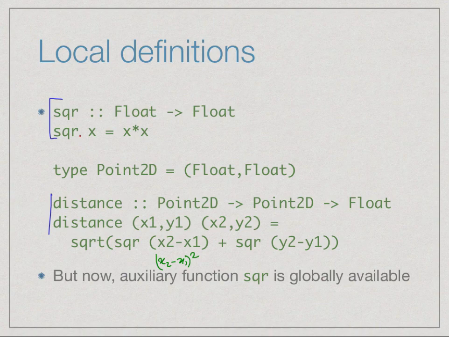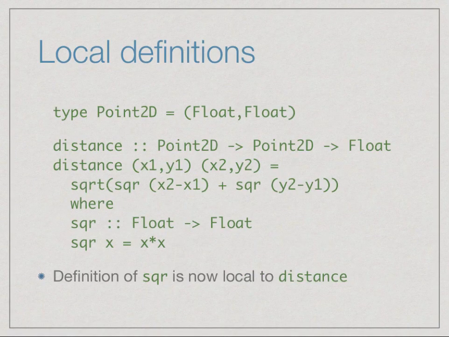I may or may not want to use square elsewhere. If I want to, I can write it again, but it doesn't conflict with this definition of square. So Haskell has this other keyword which we have not seen before called where. So Haskell says you can write square root of x2 minus x1 whole square plus y2 minus y1 whole square, and then say where square is the function given below. So this is a localized definition.